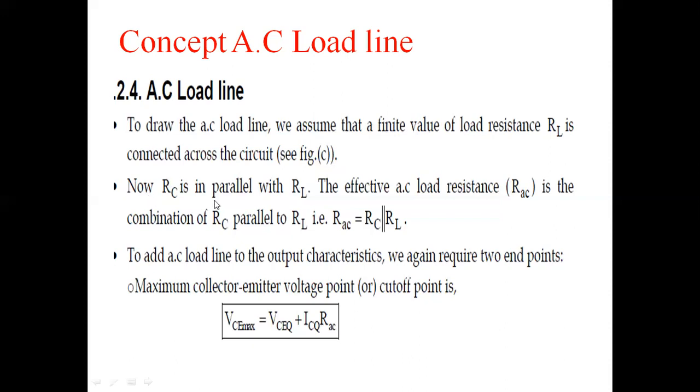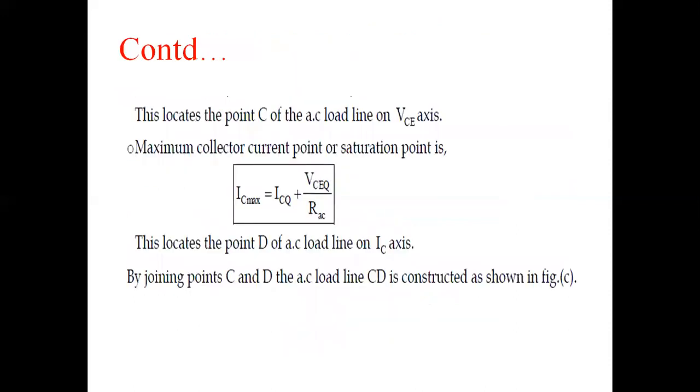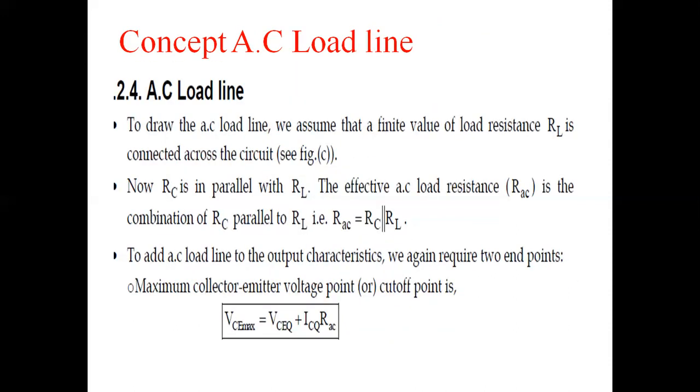Now, I will show this in the figure. Now, RC is in parallel with the load resistance RL. The effective load resistance RAC, that is the AC resistance, is the combination of the resistance RC in parallel with RL. That is, RAC can be treated as the parallel equivalent resistance of RC and RL.